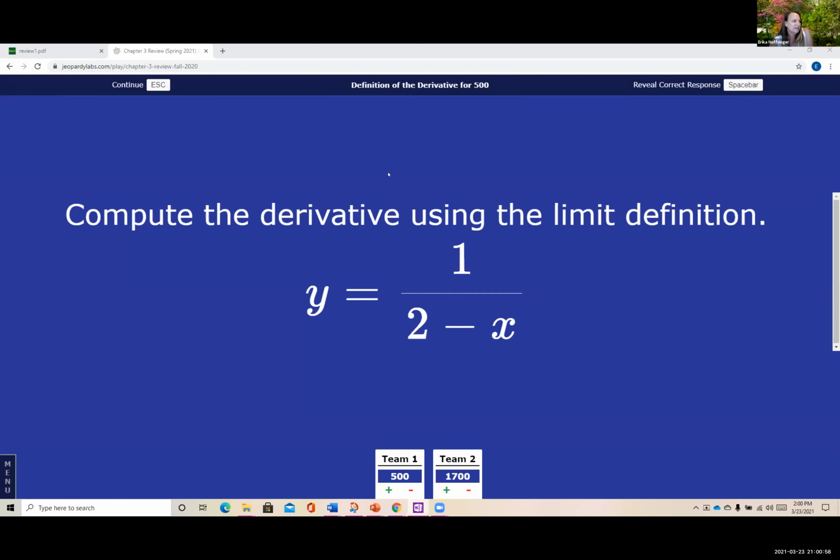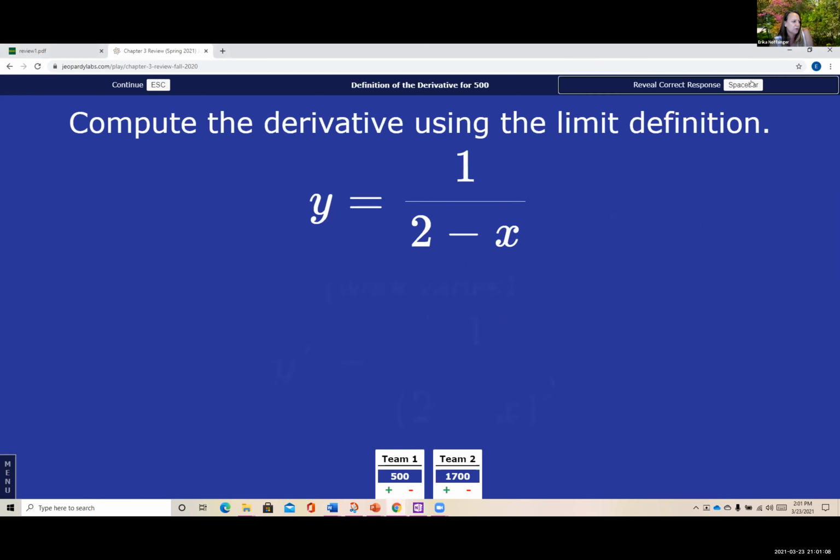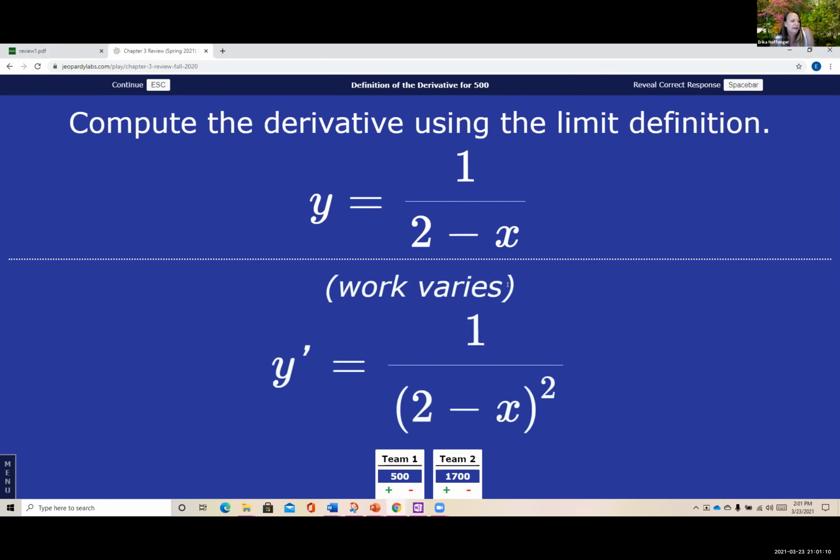Okay, so it looks like you got it. The result you guys came up with was 1 all over the quantity 2 minus x squared. Let's just quickly walk through it. And so we're using the formal definition, and so we need to look at the limit as h goes to 0 of f of x plus h minus f of x, that whole quantity all over h.